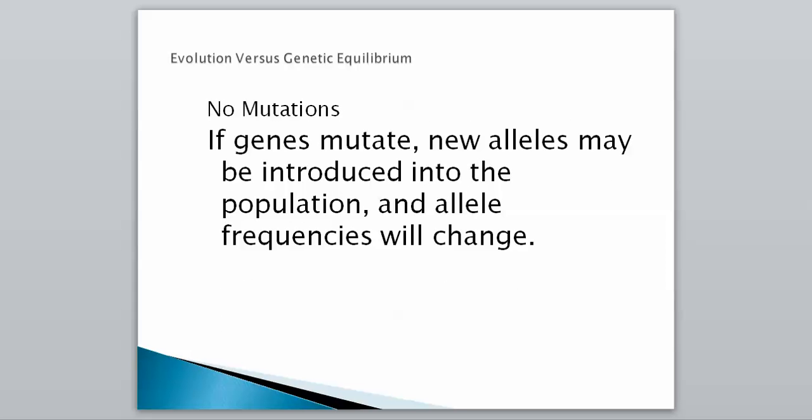And mutation, so no mutations can occur if we want genetic equilibrium to be in place. If genes mutate, new alleles may be introduced into the population and allele frequencies will change. So we know our bodies are not perfect. They're always going to mutate, and that occurs in other animals as well. So again, it's another strike against genetic equilibrium.